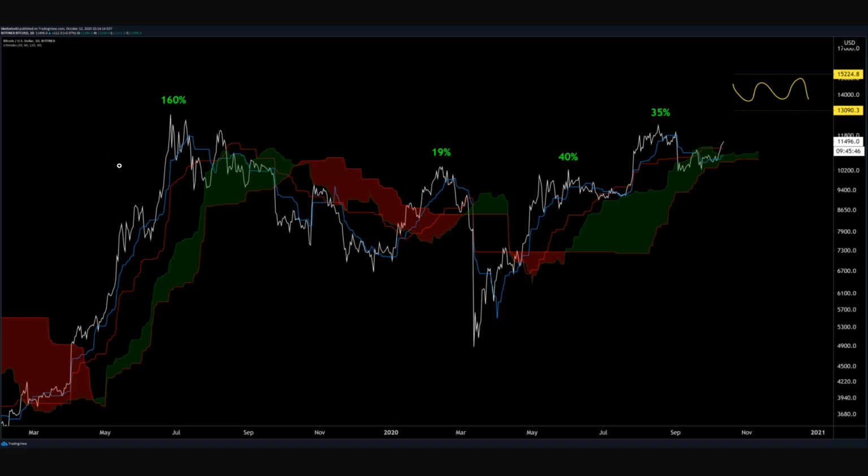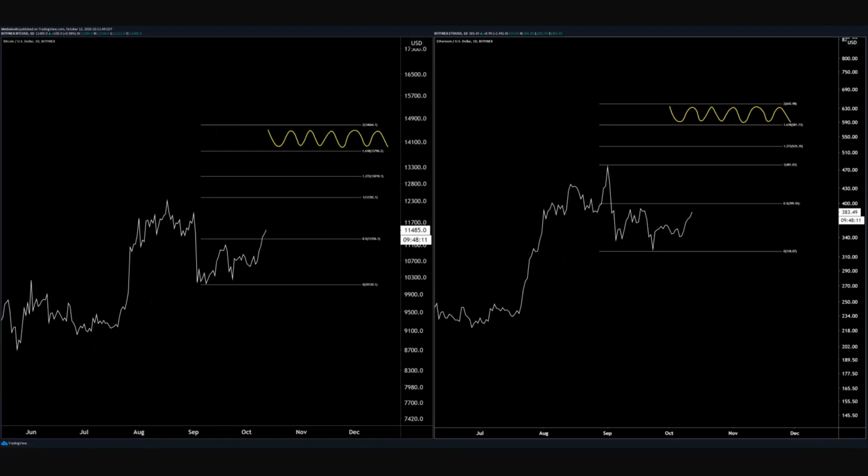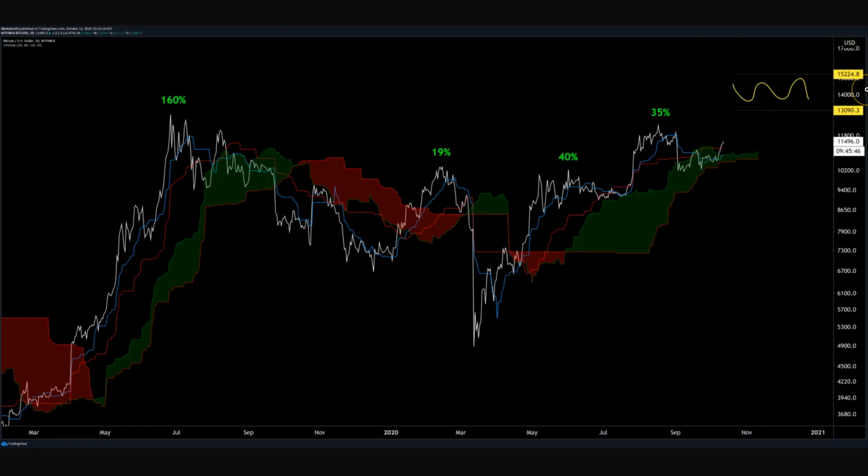So what do you do? Let's just look at them. What are the percentages that they've increased? 160%, 19, 40, and 35%. Let's throw out the 160%. We'll say, you know what? That was an outlier. Let's just be as conservative as we can here with the targets. If we measure 20 to 40% from the cloud, from the breakout, we get targets of 13 to 15. Not too crazy. Again, very similar to the fibs. 13 to 15.